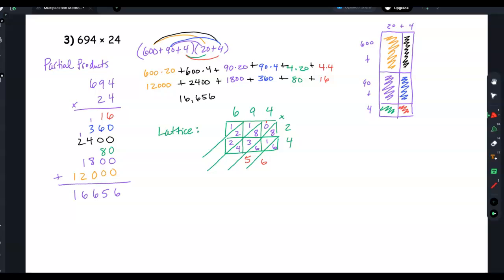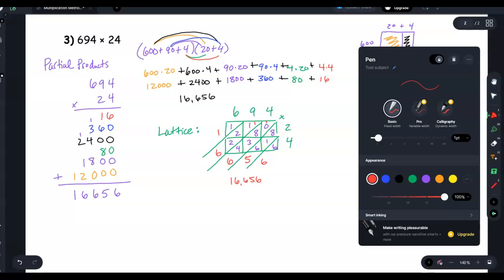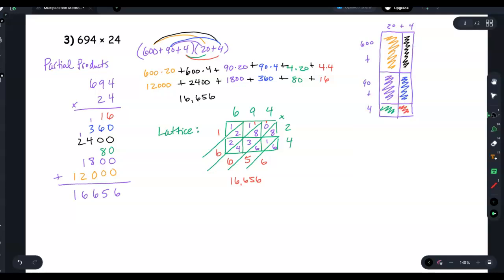So 8 plus 3 plus 4 plus 0 and the regrouped 1. So that's going to end up being, I believe, 16. And then regroup a 1 into the next diagonal. So then 2 plus 2 plus 1 plus the regrouped 1 would be 6. And then that last diagonal just has a 1. So 16,656. And finally do my standard algorithm.